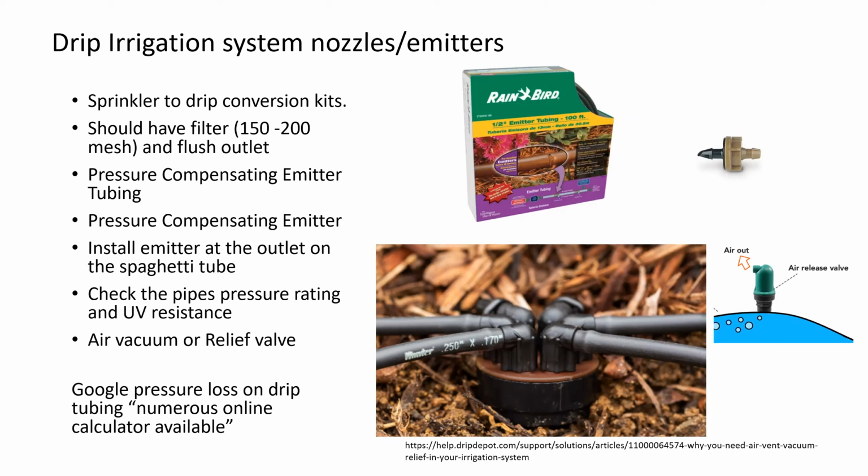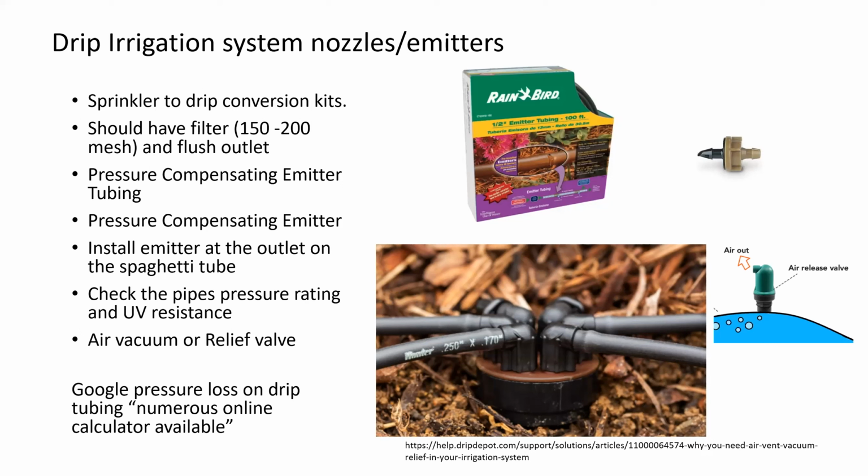When you are installing a drip irrigation system, check pipe pressure ratings and UV resistance ratings. These will increase the longevity of your system. It's good to have an air vacuum or a relief valve in a drip system, which releases the air out of the drip system, so the irrigation is more efficient.